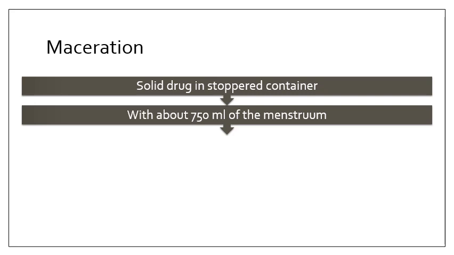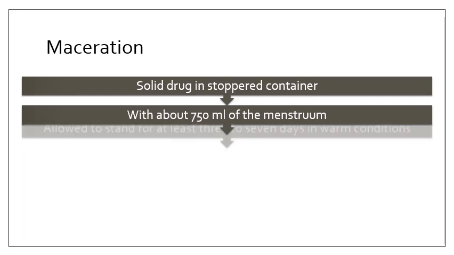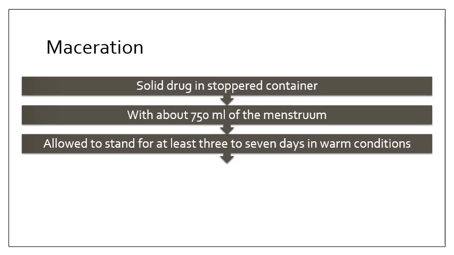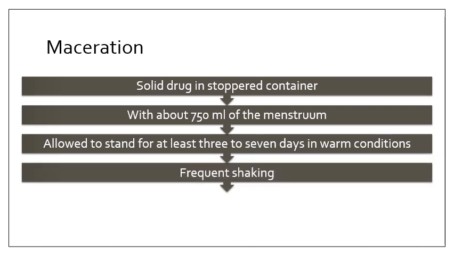So 750 ml of the menstruum will be placed into the container. Depending upon the drug, in which solvent it is soluble, that solvent will be used as the menstruum, and 750 ml of that solvent will be placed into the container. Afterwards, this drug and menstruum mixture is allowed to stand for at least 3 to 7 days in warm conditions. During this period, the container is frequently shaken.